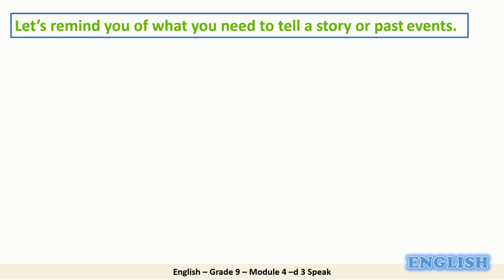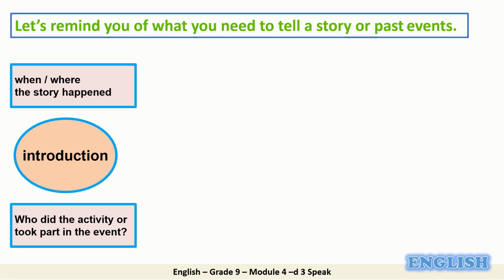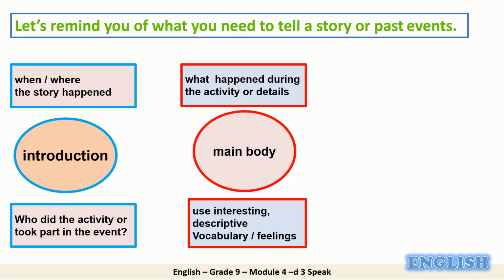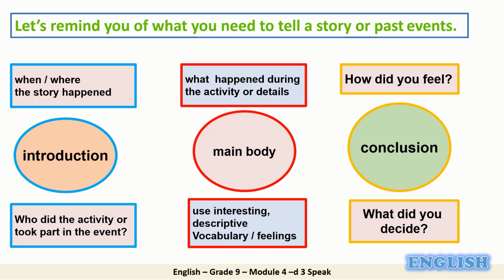Let's remind you of what you need to tell a story or past events. You have the introduction first: when, where the story happened, or the setting. Who did the activity or took part in the event? The main body: what happened during the activity, or details? Use interesting descriptive vocabulary and feelings. Conclusion: How did you feel? What did you decide?